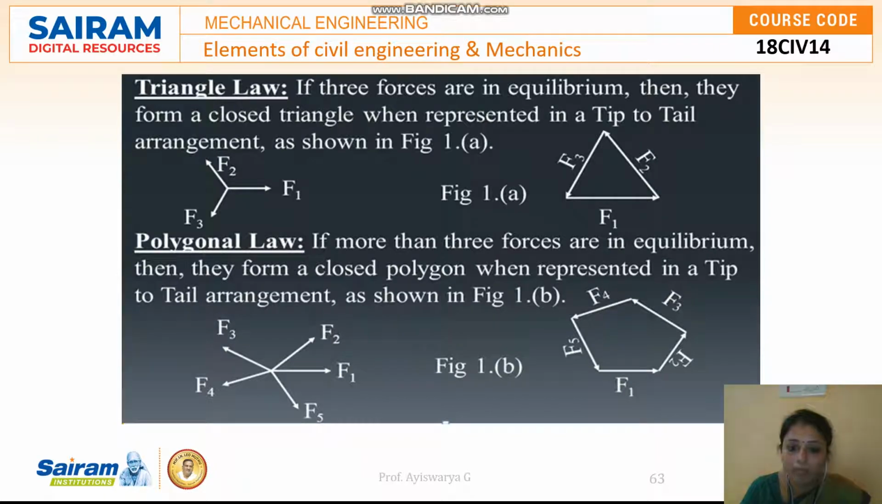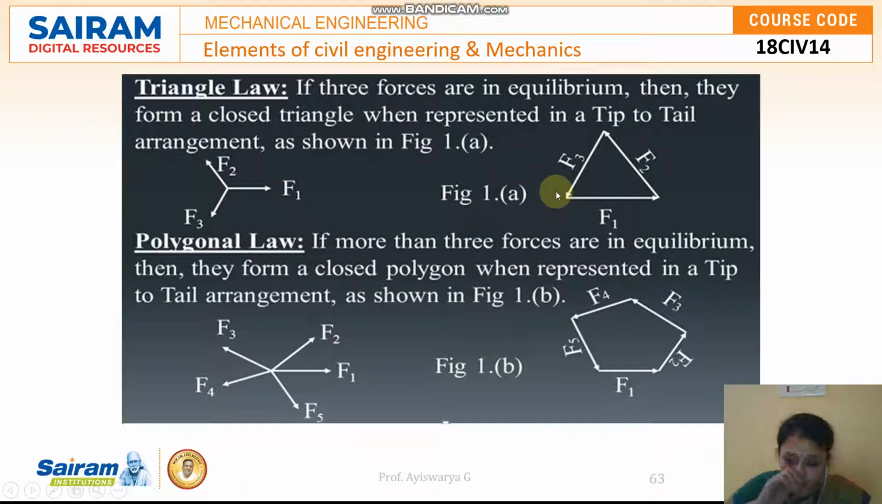Hi everyone, in the previous presentation I taught you about the parallelogram theorem, and in this presentation I am going to teach you about the triangular law. Triangular law means the action of three forces. When they are in equilibrium, they will form a closed triangle when represented in tip to tail arrangement.